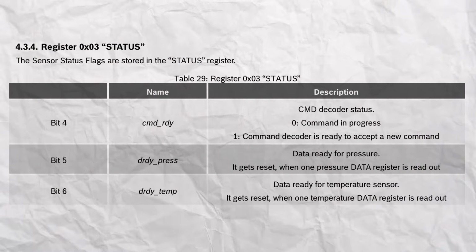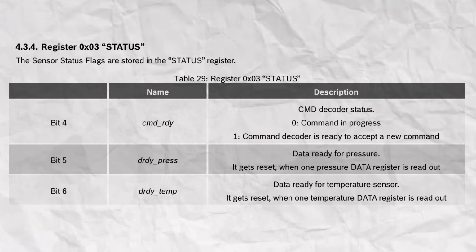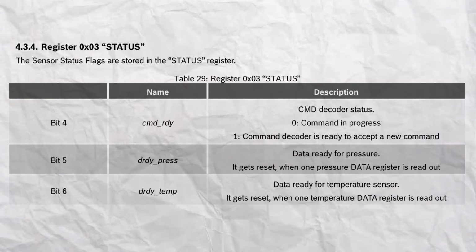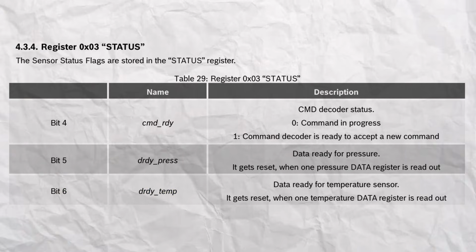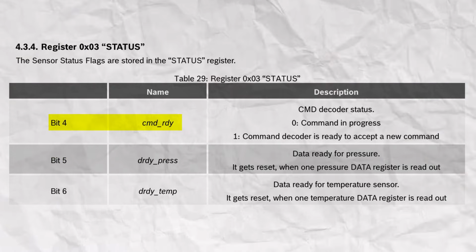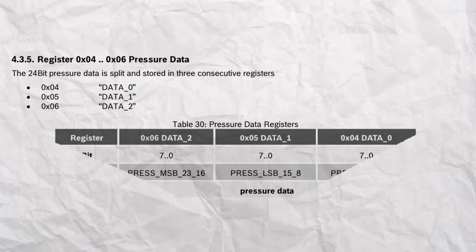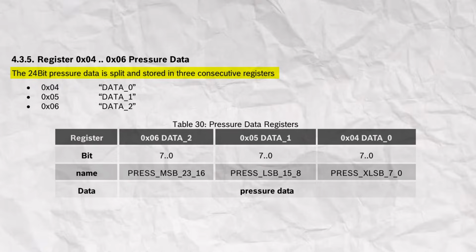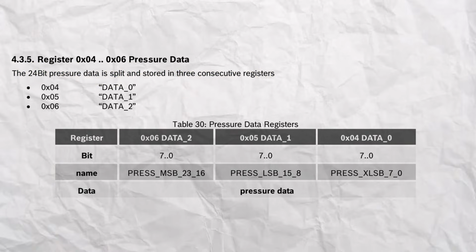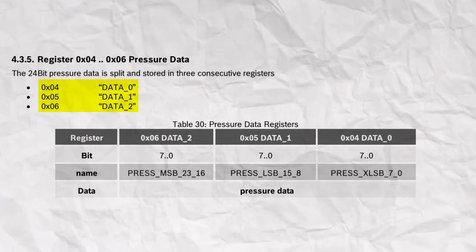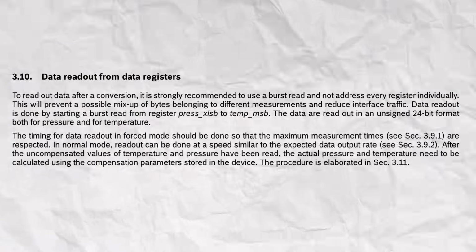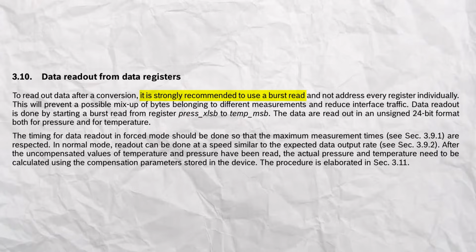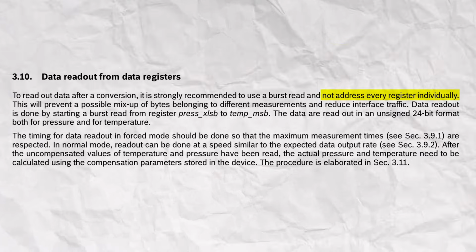I forgot to discuss it before, therefore I will tell you about the status register right now. It has 3 fields. Bit 6 indicates whether the temperature data is ready. Bit 5 is for pressure, and the 4th bit indicates if the chip is busy or not. The pressure and temperature data occupy 3 bytes each, and are stored in the registers data 0 to 2 for pressure and data 3 to 5 for temperature. To avoid corruption of data, it must be read in one go, rather than addressing each register individually.